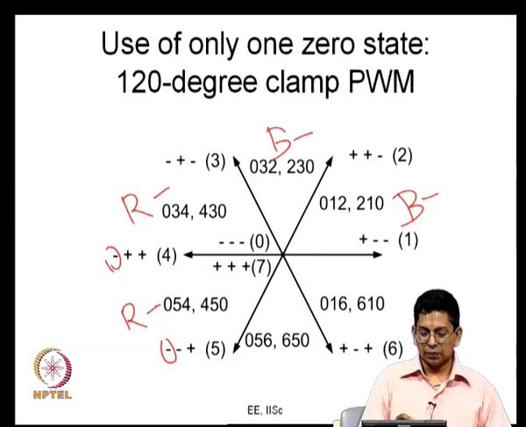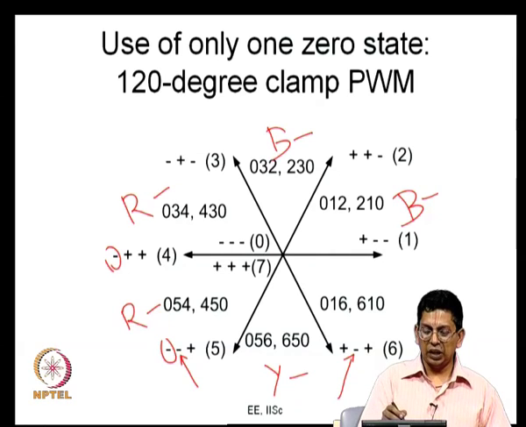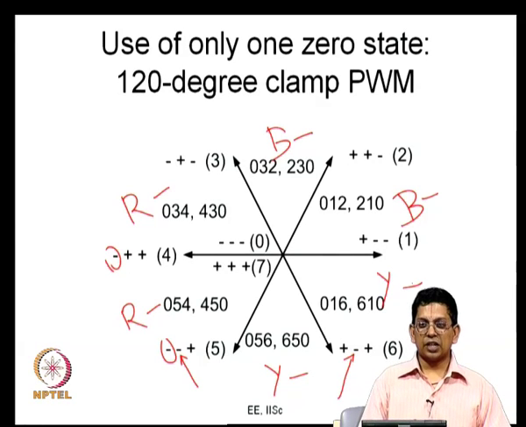How about the next one? You see that 0, 5, 6 and 6, 5, 0. 0 is minus, minus, minus and 5 is minus, plus, minus, this is minus, and here in 6 also it is minus. So, Y is negative everywhere here. So, if you use these sequences, in every subcycle in sector 5 you have Y phase clamped to the negative bus, and similarly in sector 6 also you will have Y phase clamped to the negative bus now. So, here instead of every phase getting clamped to the positive bus for 120 degree, you find a situation where every phase is getting clamped to the negative bus for 120 degree, very similar to the other 120 degree clamp method we saw before.